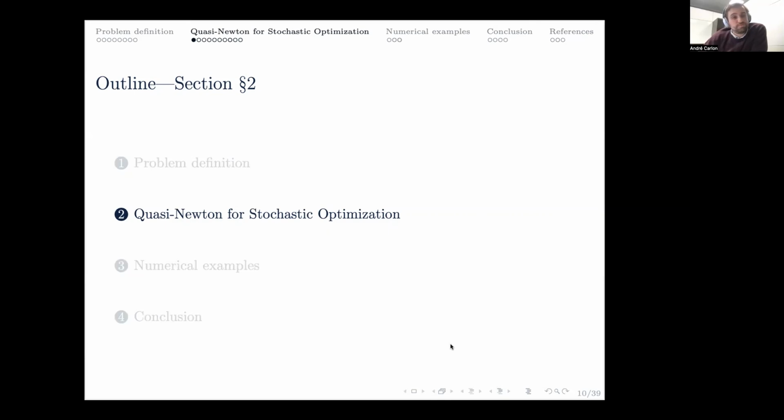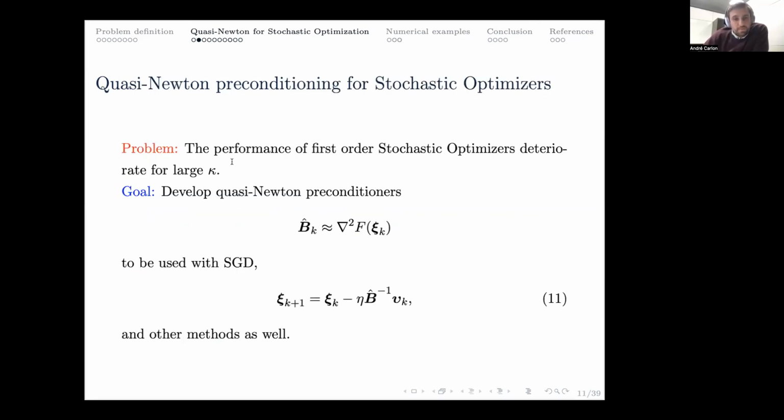What is our approach? Well, the problem that we have is one of deterioration of the performance of stochastic gradient descent and other methods as we get a large condition number. And how do we find an appropriate matrix P hat here that approximates the true Hessian and improves the performance of stochastic gradient descent?